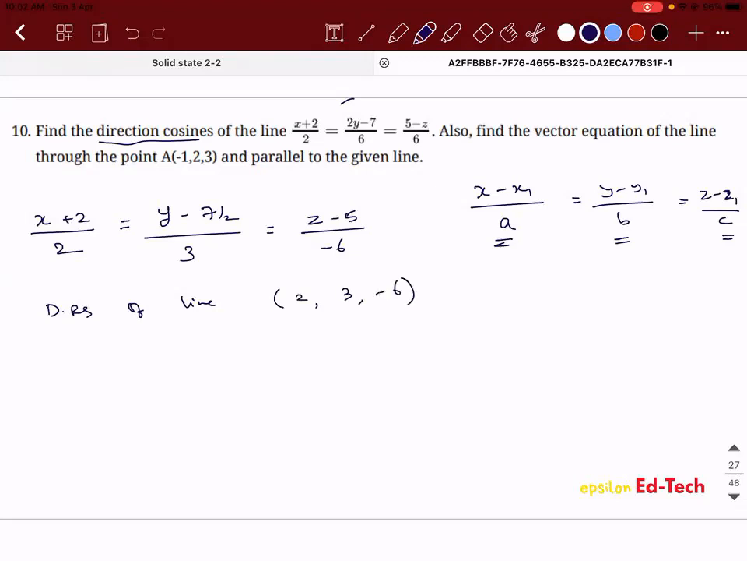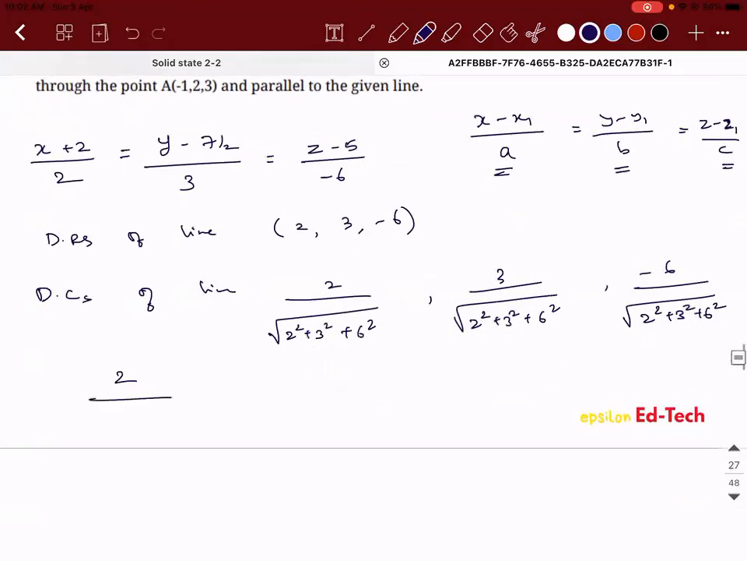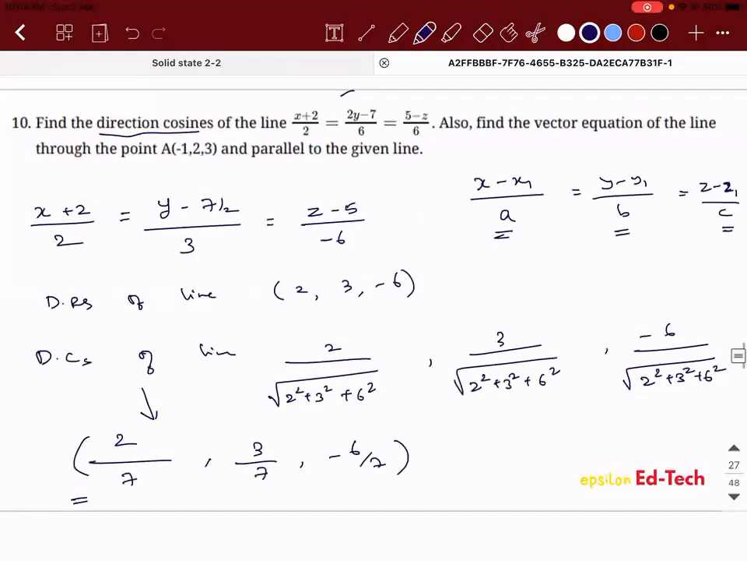Then what is going to be the DC of the line? It will be 2 divided by square root of 2 square plus 3 square plus 6 square, comma 3 divided by square root of 2 square plus 3 square plus 6 square, comma minus 6 divided by root of 2 square plus 3 square plus 6 square. So 4 plus 9 is 13, 13 plus 36 is 49. So 2 by 7, 3 by 7, minus 6 by 7. These are going to be the direction cosines of the line. That is what they asked.